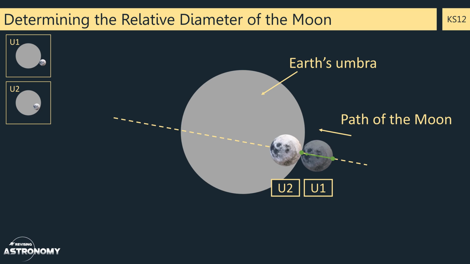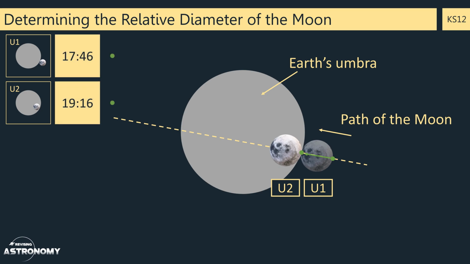So if we were to note the time that these two events took place, and here we have a fictional time of 1746 for U1 and 1916 for U2, then the time in between these two times is equivalent to the diameter of the moon.